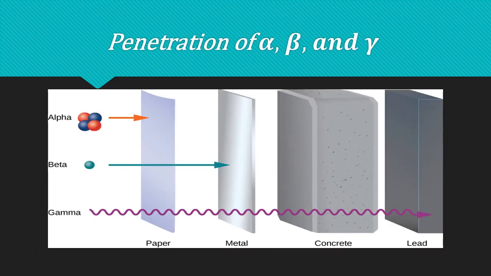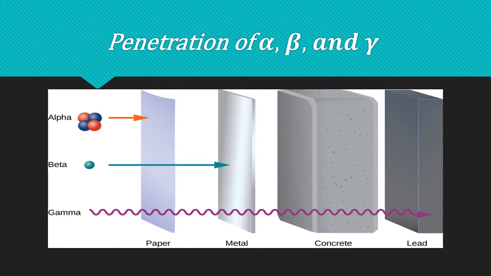This figure indicates the penetration of alpha, beta, and gamma radiation. As we see, alpha radiation stops in a sheet of paper because we know before that alpha radiation has large mass, so it moves slowly. But beta radiation can penetrate paper and stop in a sheet of aluminum because its mass is less than the mass of alpha, so it moves faster than alpha particles.